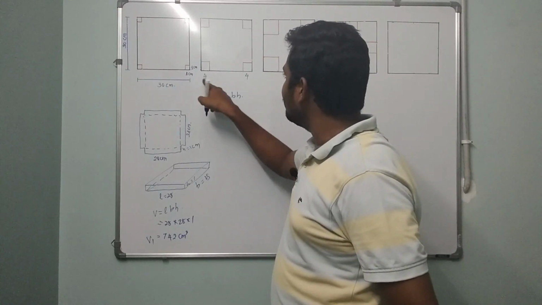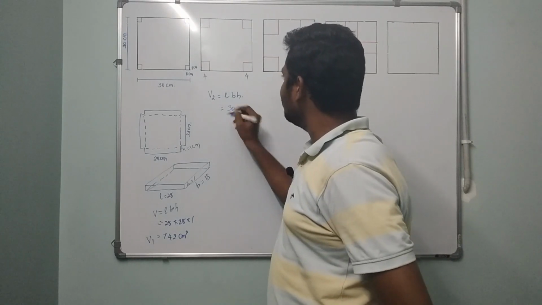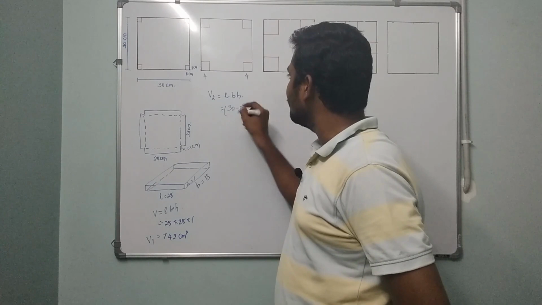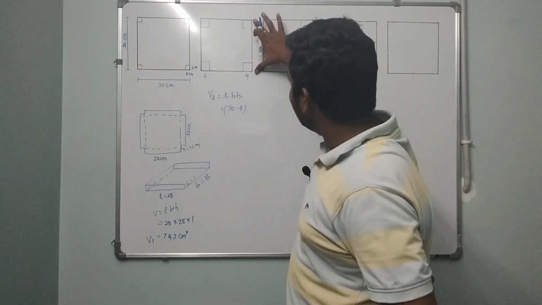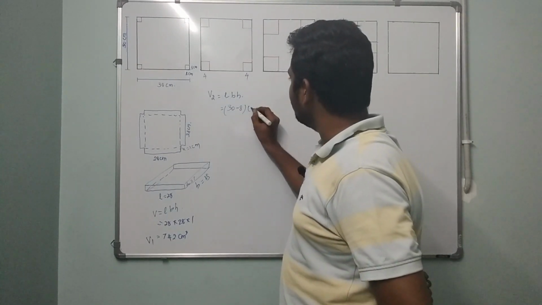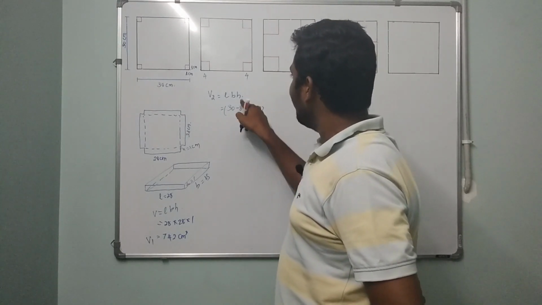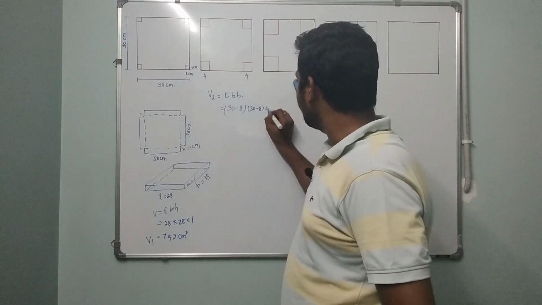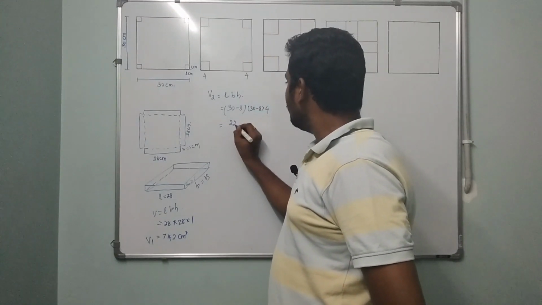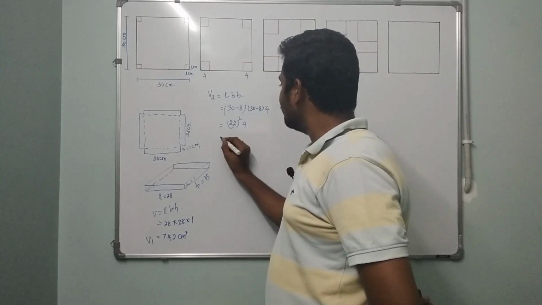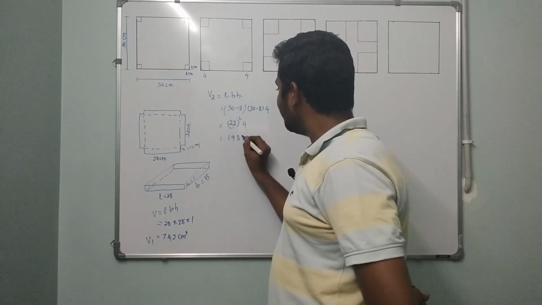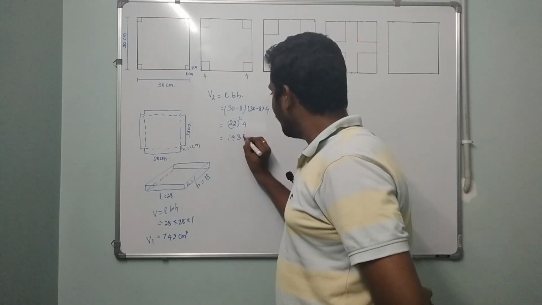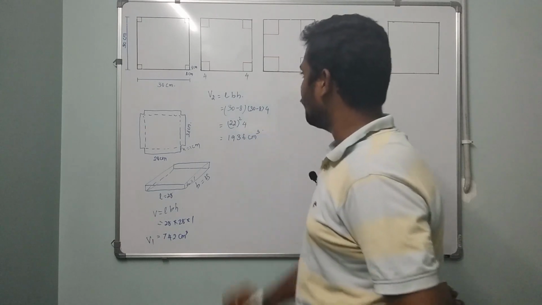So length is nothing but, total is 30 centimeter minus 4 centimeter minus 4 centimeter, which is equal to 22 centimeter, and breadth is nothing but 30 centimeter minus 4 centimeter minus 4 centimeter. So again 30 minus 8. Height is nothing but the length which we are cutting, that is equal to 4. So this is going to be 22 whole square into 4, which is nothing but 1936 centimeter cube. Fine.